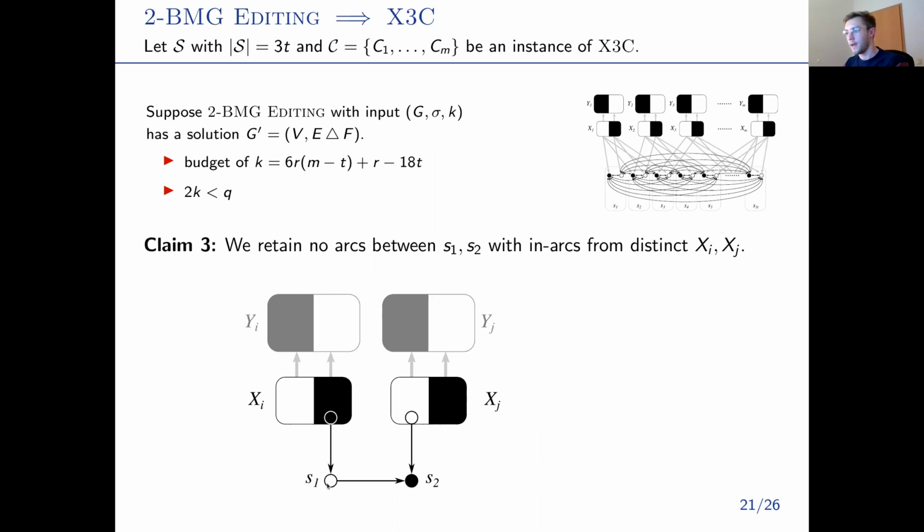So this is only a technical result that will be useful for the third and last claim, which says that we do not retain any arcs between S vertices that have in arcs from distinct gadgets. And to see this, we will again assume that we do have an arc left between 2 S vertices that have in arcs from distinct gadgets. And we have just shown that we have not inserted any arcs between those 2 vertices, and therefore we again get a forbidden subgraph of type F1. And therefore we can conclude that this claim is true.